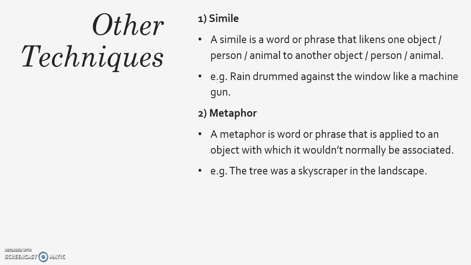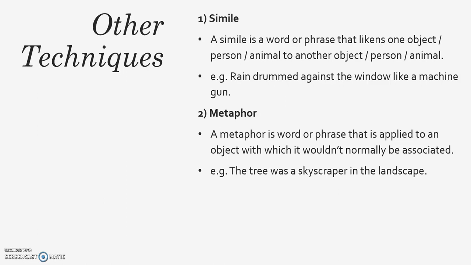First of all, simile. A simile is a word or phrase that likens one object to another object, a person to another person, an animal to another animal. For example, rain drummed against the window like a machine gun. The simile in this sentence is like a machine gun.